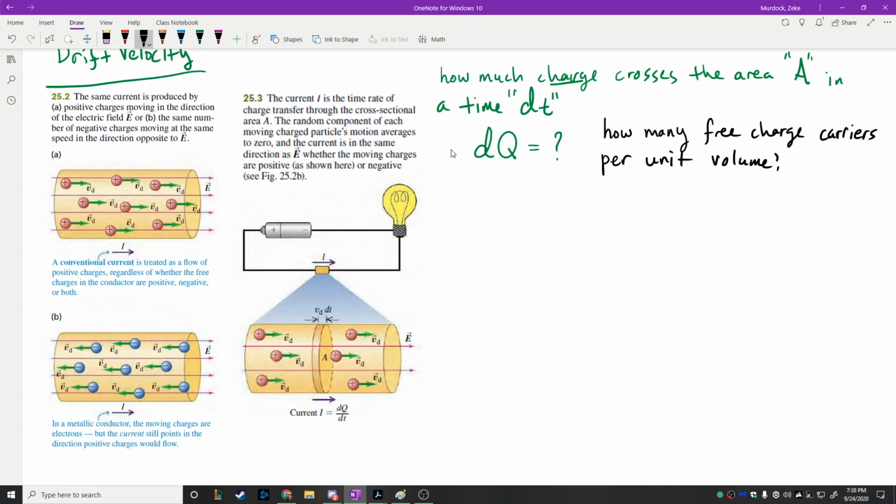That's one thing we need to know. How many free charge carriers are there per unit volume? Okay, so I'm going to define a symbol. We're going to call it n. And n is going to be equal to the number of charge carriers divided by volume.